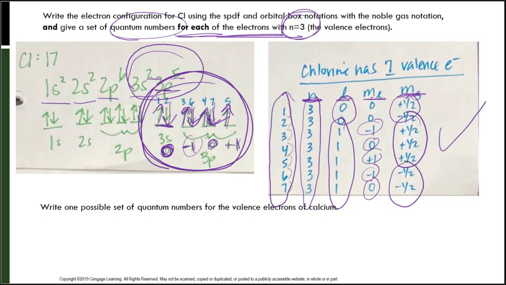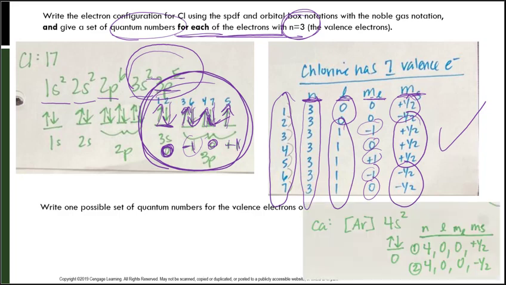How about the next one, calcium? The valence electrons of calcium, there are 2 of them, 4s2. And they look like this. So my n is 4, l is 0, the only place for them to be in that one orbital is 0. The first one is plus 1/2 and the second one is minus 1/2.